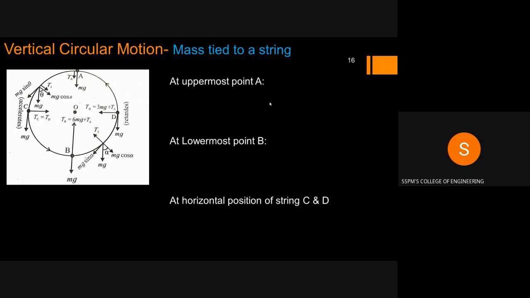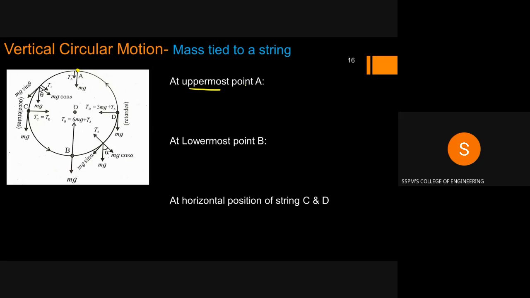Next, we have the vertical circular motion. In the vertical circular motion, the mass is tied to a string, and if you want to maintain the circular motion, what are the minimum velocities at the various points? So the uppermost point, that is the point A.